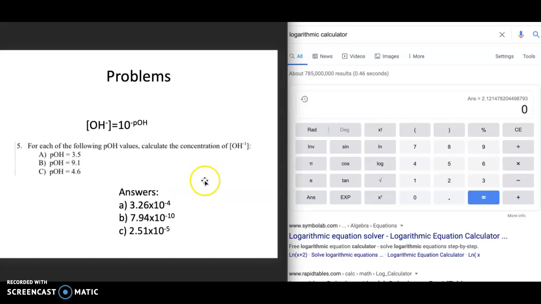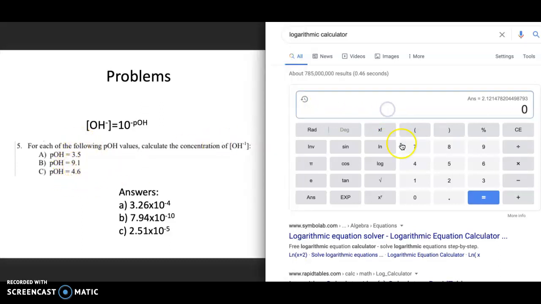Last set of problems here. For pOH, calculate OH minus. So again, if it's a decimal, I can't plug it in that way. So I'm plugging in 10, and hit this key on this calculator. A lot of calculators might have a 10 with a little x by it. You could use that. So 10, I got negative 3.5. Make sure you do negative, not minus. On this one, it's the same. And I get 0.00031, or that should be 3.16. 1, 2, 3, 4 spots. So it's 3.16 times 10 to the negative 4.